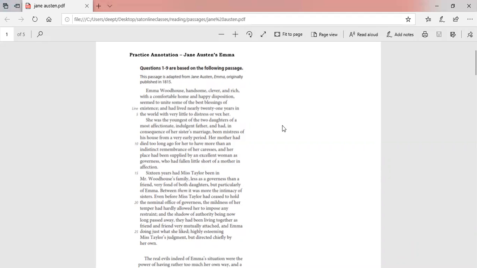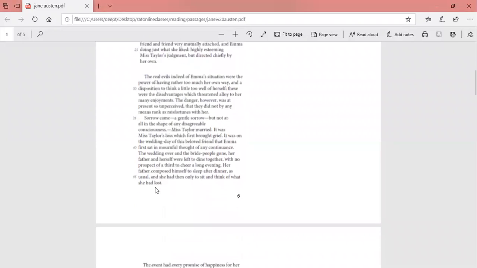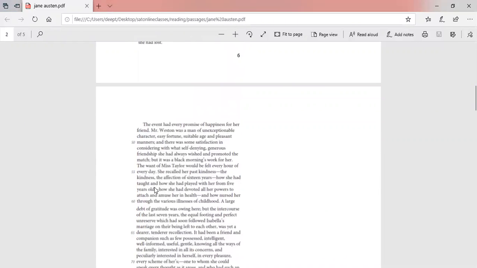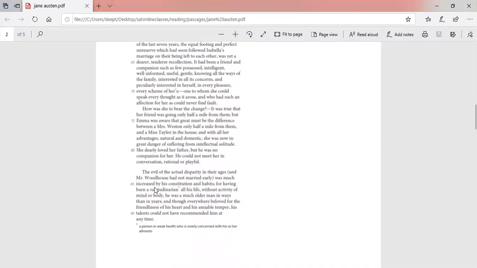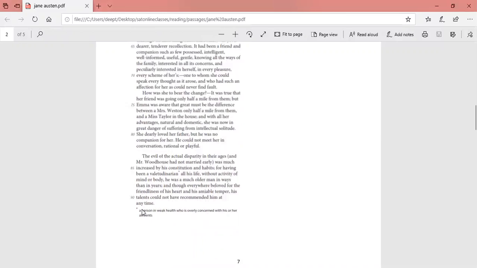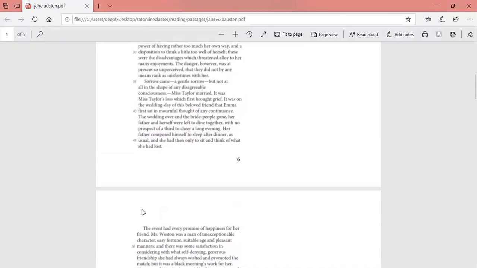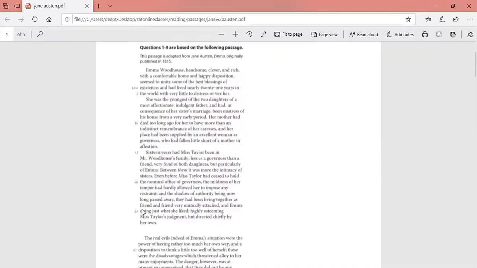Okay, so let's see. This entire passage has 9 questions, and it's from Jane Austen's Emma, which tells you that it's a literature-based passage. It has 1, 2, 3, 4, 5, 6, 7, 8, 9 paragraphs. It's a 90-line long passage. It has 9 paragraphs, so that means 9 different times we will be making notes.